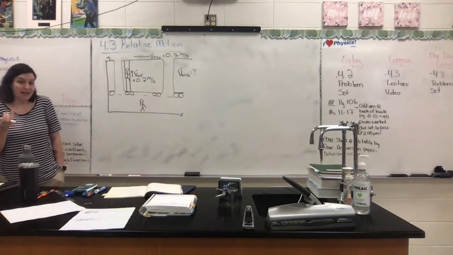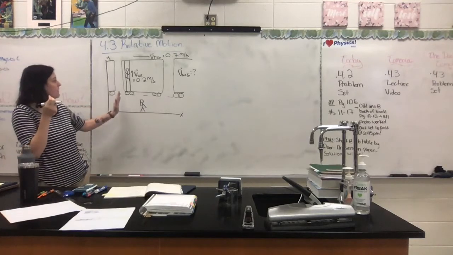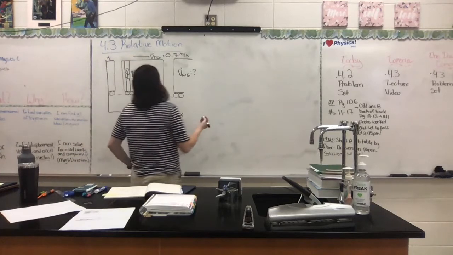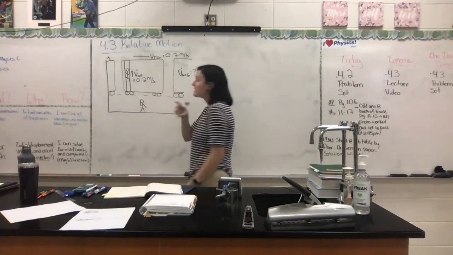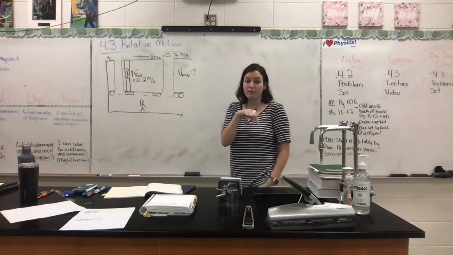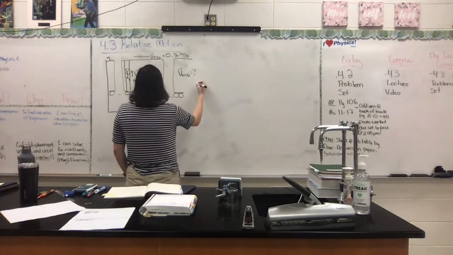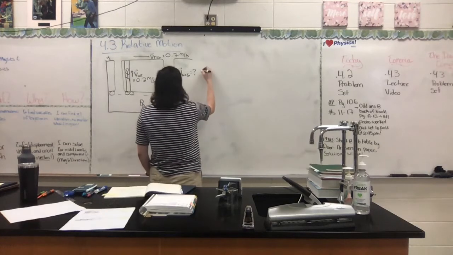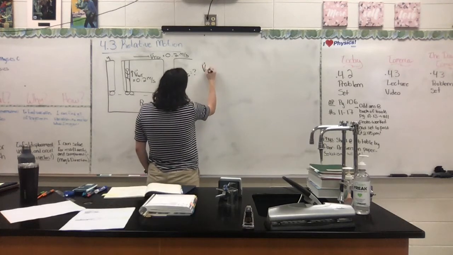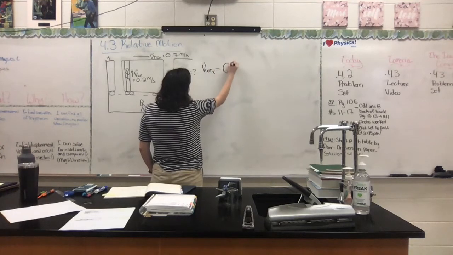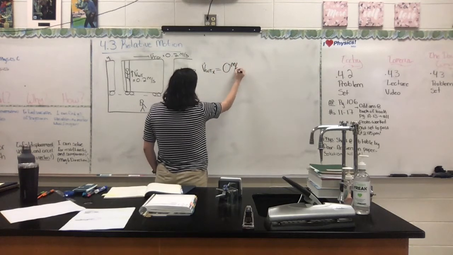So this time, you'll notice that some stuff is in the y and some is in the x. So we need to break this up into x and y components, just like previously when we were talking about vectors and adding them. Okay, so for the worker to the train, their x component is going to be 0 meters per second.